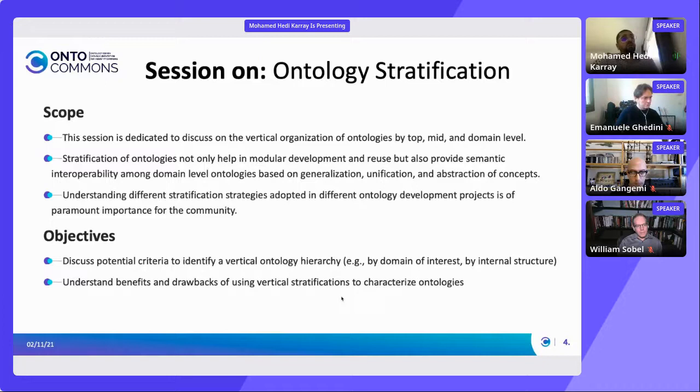We focus on what we call the stratification of ontologies, not only to help in modular development and reuse, but also provide semantic interoperability among domain-level ontologies based on generalization, unification, and abstraction of concepts, and to understand different stratification strategies adopted in different ontology development projects. The objective is to discuss potential criteria to identify vertical ontology hierarchy, for example, by internal structure, and also to address using vertical stratification to characterize ontologies.